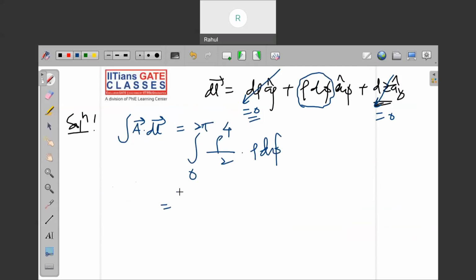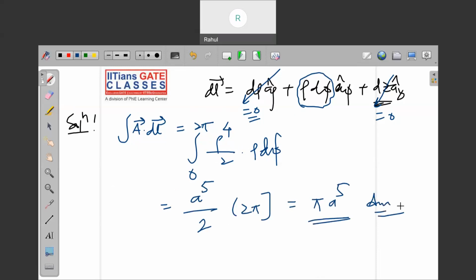So this is going to be simple, right? Now in place of rho you can keep a. So this is a to the power 5 upon 2, and phi will be varying. So what is the answer here? You got pi a to the power 5 as the answer for this question, because rho is constant inside this integral, so you can take this common. I hope this is clear for everyone.